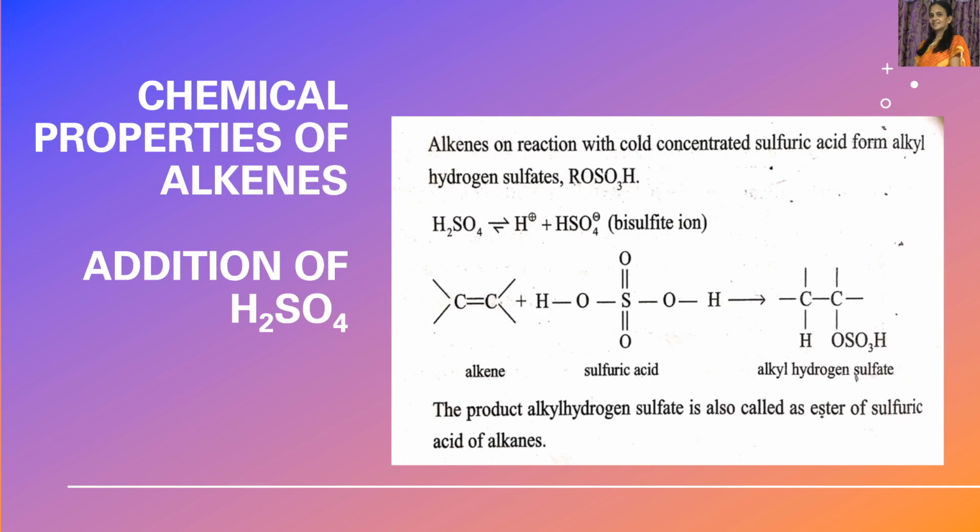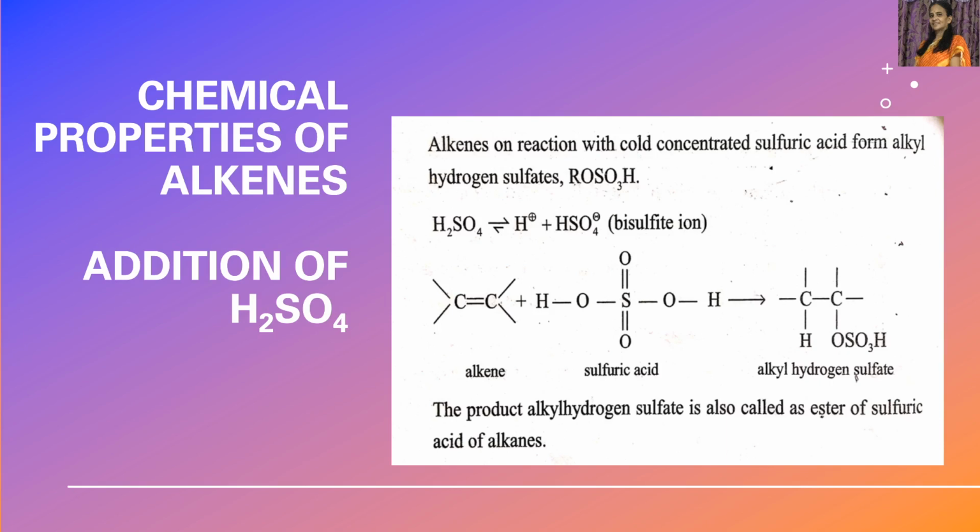Now let us see the overall reaction of alkene with sulfuric acid. This is the alkene, C double bond C. This is sulfuric acid, H2SO4: 2 hydrogens, 4 oxygens, 1 sulfur. The product obtained is: H of the sulfuric acid goes to one carbon, and the rest of the part, that is HSO4 minus, goes to the other carbon. The pi bond breaks and two new sigma bonds are formed with the doubly bonded carbon atoms, one with the hydrogen, the other with the bisulfate ion.